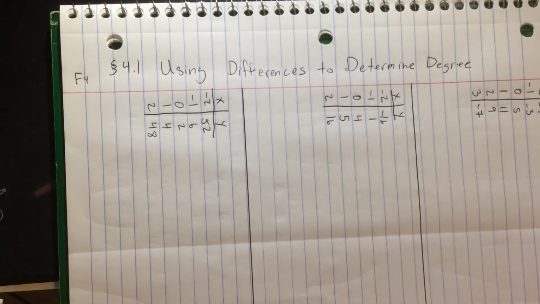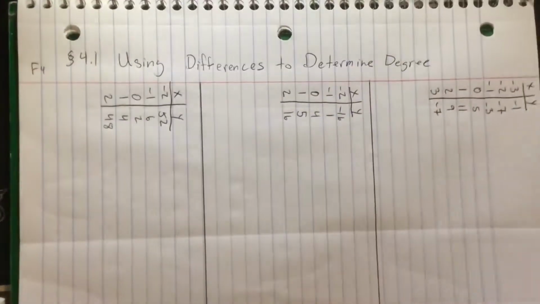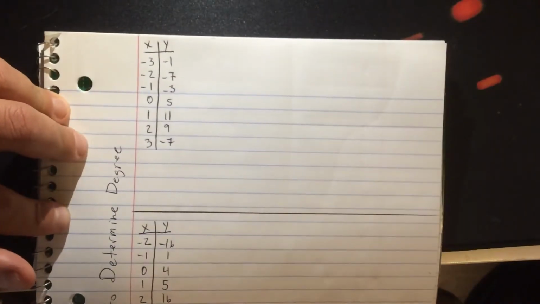This is foldable number 4, section 4.1, using difference to determine degree. For this one, what we're really doing is trying to figure out what level of degree it is. Is it a constant? Is it a linear? Is it a quadratic? Is it a cubic? Is it a quartic? Is it a quintic? Is it a sextic, septic, octic, and so on, though it won't really go that far.